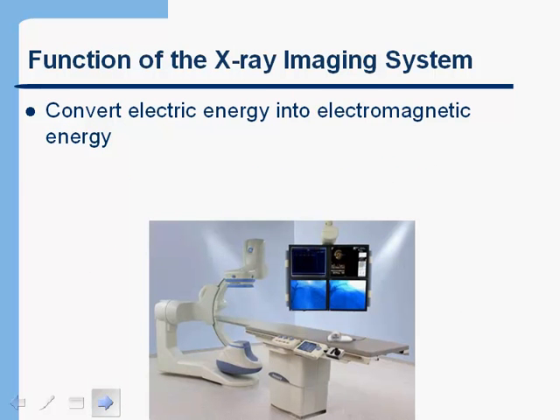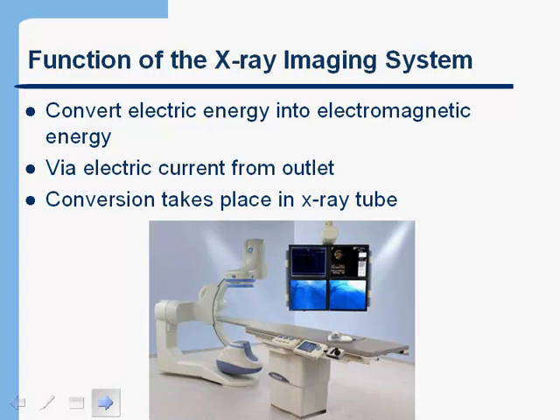Now the reason that that's relevant for us is that that's actually what an X-ray imaging system does. If you think about it, you take your X-ray imaging system and plug it into a wall outlet that's providing electric energy. But of course what we need is electromagnetic energy, meaning the energy of electromagnetic waves. And so when we plug in our X-ray system, we're taking electric energy and converting it to electromagnetic energy in the form of X-rays. And that conversion actually takes place in the X-ray tube, and that's something that you'll be learning about much more in your next course.